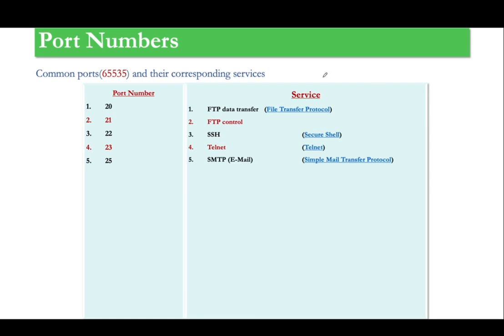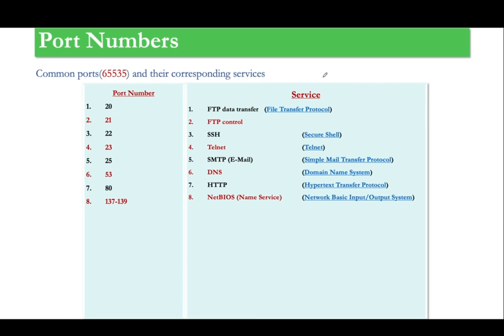And 53 is used for the domain name system, DNS. Port 80 is for the HTTP service, the hypertext transfer protocol. You can connect to the target using a browser. And another one is the range of port numbers from 137 to 139, used for network basic input output system services. In our reconnaissance phase, we found the NS servers, name servers, right? So those name servers that we try to find.